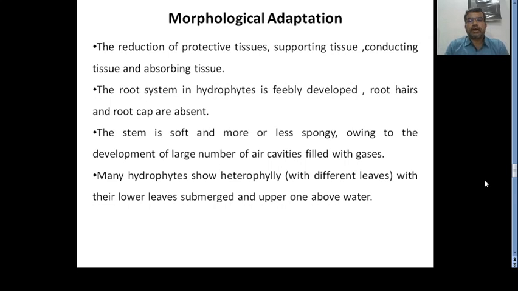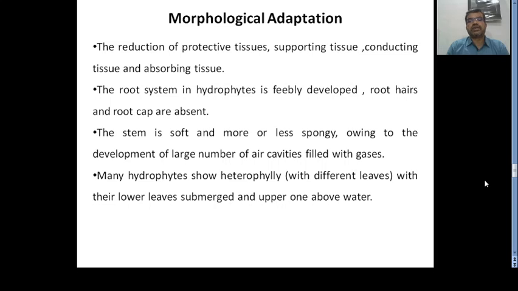Coming to their morphological adaptations, they have reduced protective tissues and supporting tissues. Conducting tissues like xylem and phloem are reduced. Even the absorbing tissues are also reduced. The root system in hydrophytes is poorly developed. Root hairs and root caps are also absent.